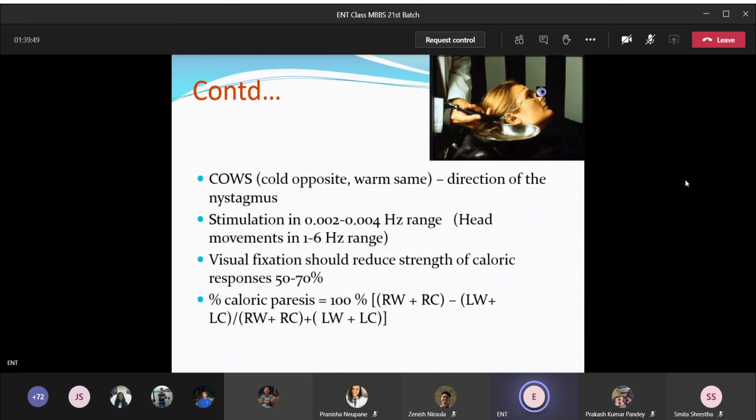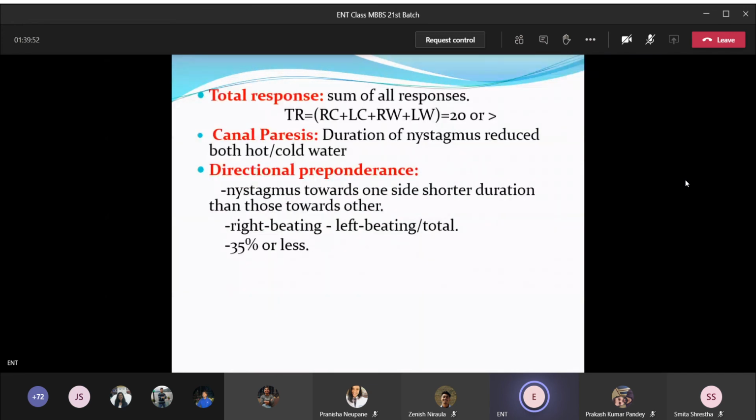And then this is the formula. Total response you can get by sum of all response. Total response is right cold plus left cold plus right warm plus left warm, should be 20 or greater. In case of canal paresis, the duration of nystagmus is reduced both by hot and cold water. Directional preponderance, the nystagmus towards one side is shorter duration than that of the other. So the formula is right beating minus left beating divided by total. So it should be 35% or less.